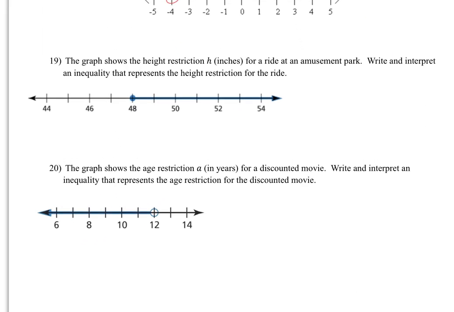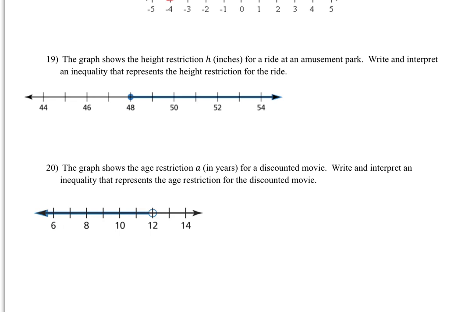All right. Word problems always look scary, but I promise they are not. They're actually super straightforward. The graph shows the height restrictions, h in inches, for a ride at an amusement park. Write and interpret an inequality that represents the height restriction for the ride. If they are telling you to do two things, you need two answers. So first, we're going to be writing a restriction for that ride. And then second, we're going to be interpreting it, meaning what does it mean, okay?